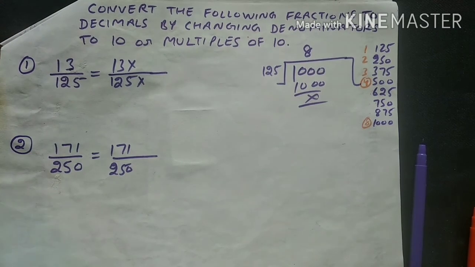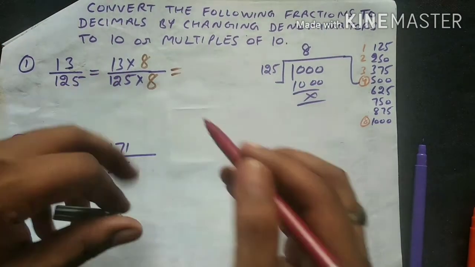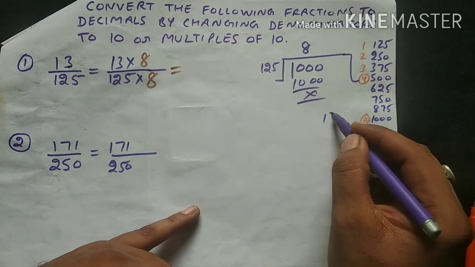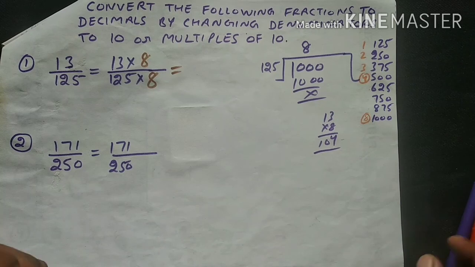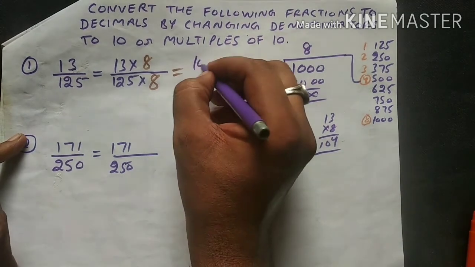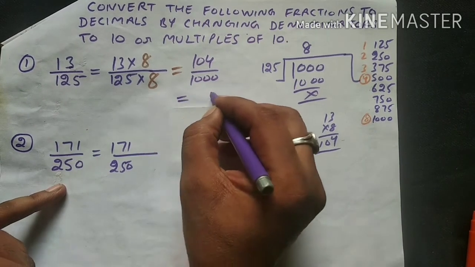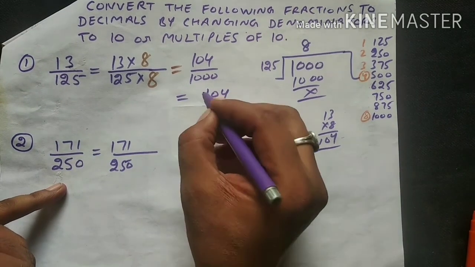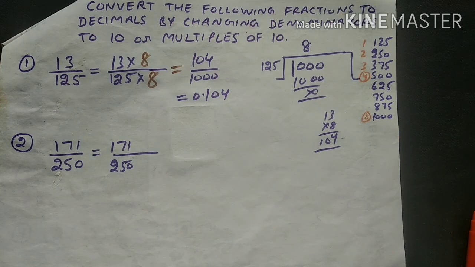So in this case you will multiply this by 8 and this by 8. Now 13 multiplied by 8, what is the answer? The answer is 104. Okay, so 104 with a decimal, 0. Okay, 0.104 is my answer. So student, I am pausing this video so that you can understand the concept.